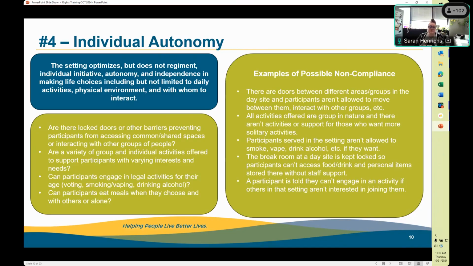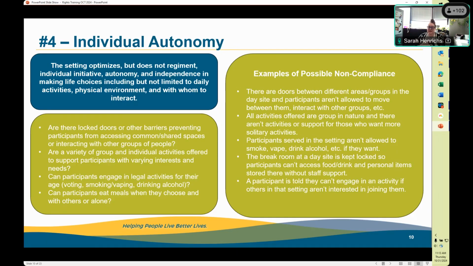And can participants eat meals when they choose and with others or by themselves? So examples of non-compliance, I kind of alluded to this one: doors between different areas or groups in the day site, and participants aren't allowed to move between them if they want or interact with other groups. All activities offered are group in nature and there aren't activities or support for those who want more solitary activities. Participants served in the setting aren't allowed to smoke, vape, drink alcohol, etc. if they wanted, and it made sense for that type of setting. It's a setting where any of us might engage in that type of activity as adults.